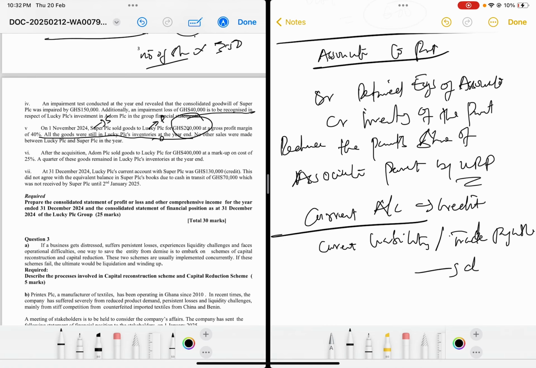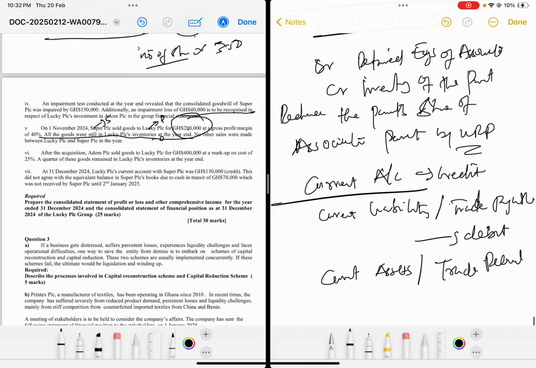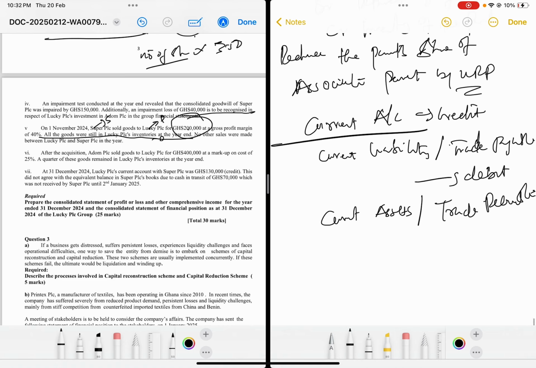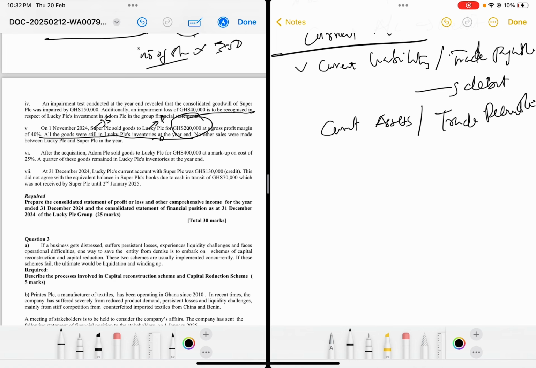If it has a debit balance, then we are looking at current assets or trade receivables. So if current accounts are credit balance, current liabilities or trade payables; if debit balance, you are looking at current assets or trade receivables. This is an instance where Lucky PLC's current account with Super PLC was 130,000. Now it did not agree with the equivalent balance in Super PLC's books due to cash in transit. So now we are just trying to cancel it out.